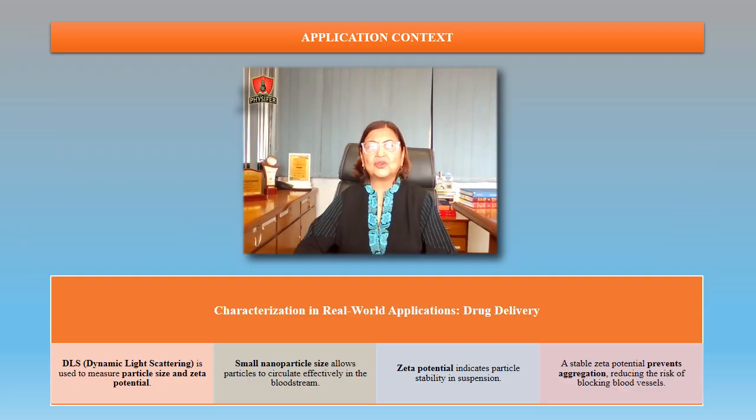In context of applications, let me briefly connect characterization to real-world applications. Like in drug delivery, the size and zeta potential measurements by DLS are critical. Particles must be small enough to circulate in the bloodstream, and a stable zeta potential prevents aggregation that could block blood vessels.